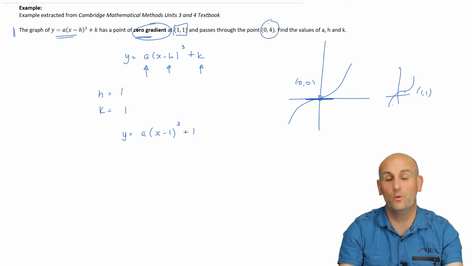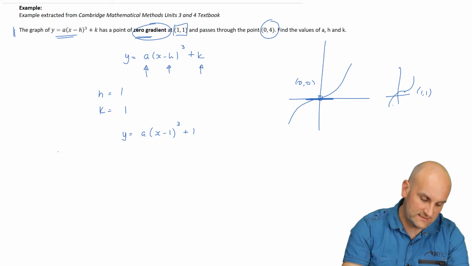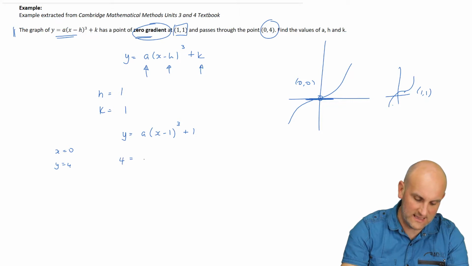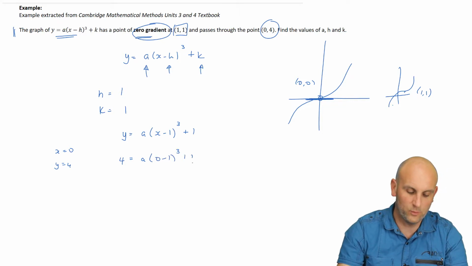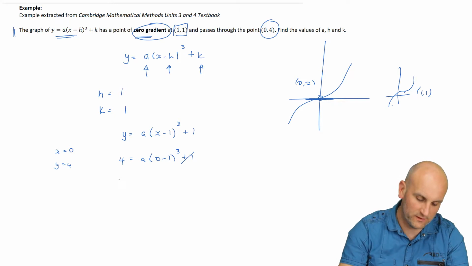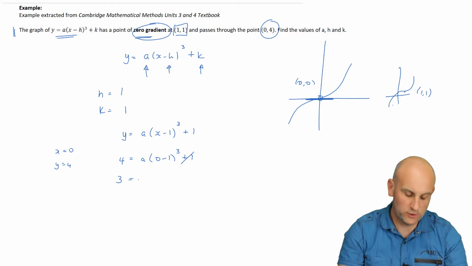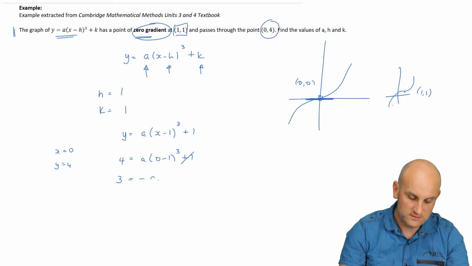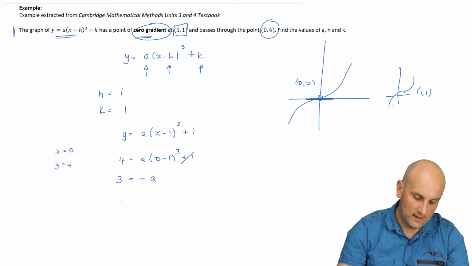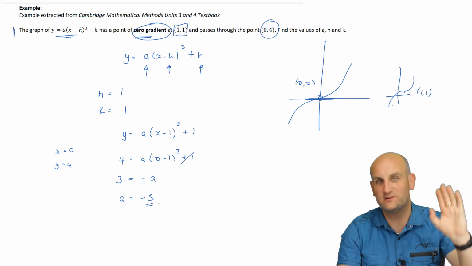And we now know that a coordinate is nothing more than an x and a y value in code. So I now know that x is equal to 0 and y is equal to 4. So I get 4 is equal to a(x minus 1). Oh no, what am I doing? I know that x is 0, so a(0 minus 1) all cubed plus 1. So I'm going to take away 1 from both sides to give me 3. I know that 0 minus 1 is minus 1, and minus 1 cubed is in fact minus 1. So I get minus a is equal to 3, and so a is equal to minus 3. And that's where I leave my answer.